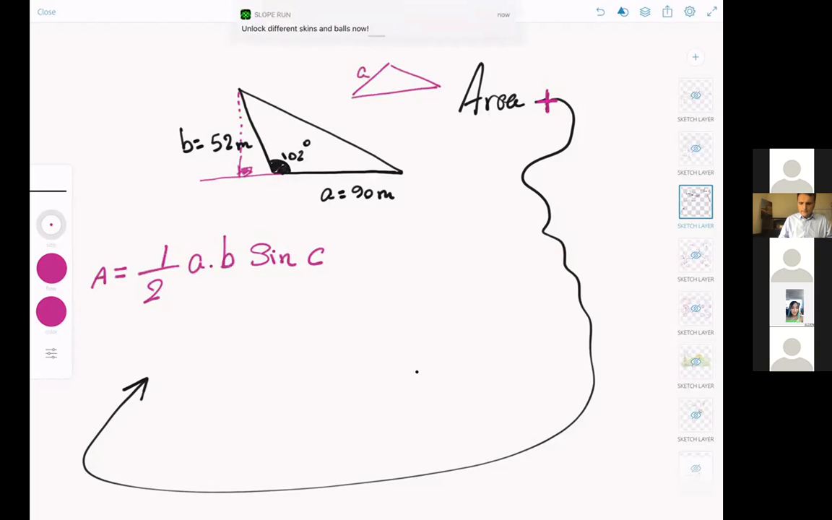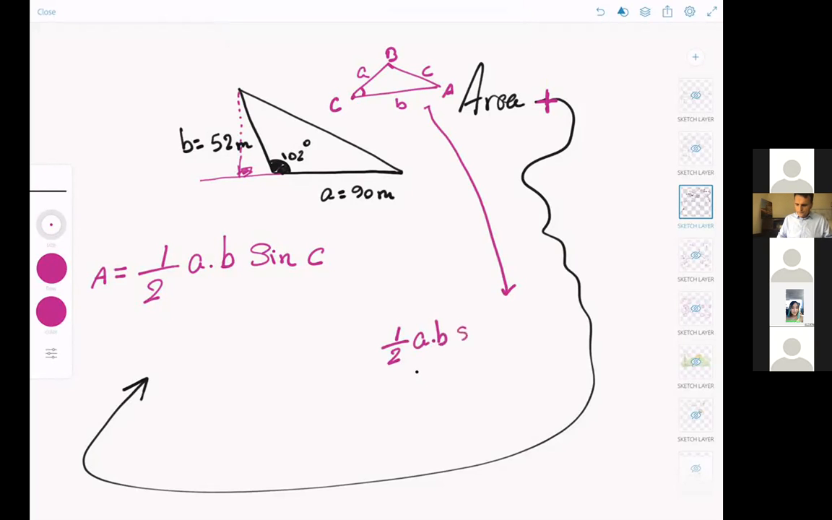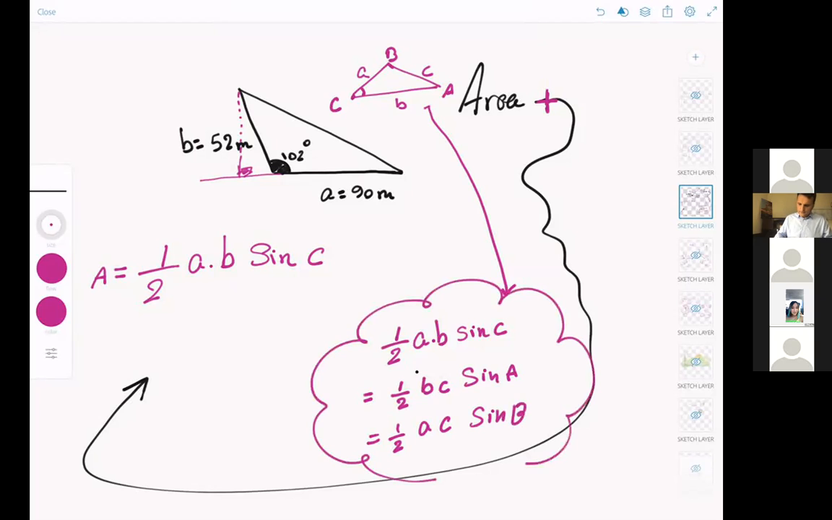for example, if we have A, B, C, correct? This is C, that's B, that's A. We can write the area will be 1/2 AB sine of C, or 1/2 BC sine A, or 1/2 AC sine B. So you have a question like this in your final exam.